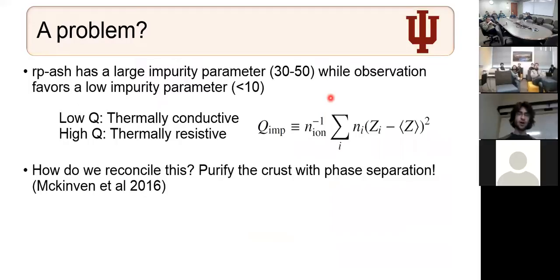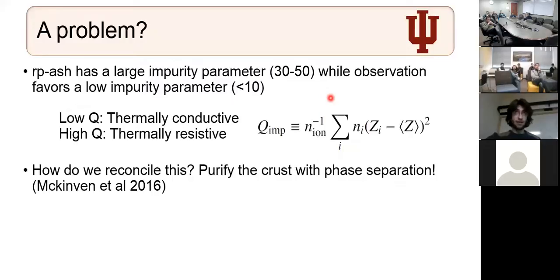Okay, so we hear about this in every other JINA seminar, but I'll review it very quickly. The rp ash has a large impurity parameter. That's just the variance in the charge of the material that forms as a result of the rp process. The ash is impure. It's a big mixture of isotopes, while observations would tell us that the crust more likely has a low impurity parameter, something closer to 10 or less.